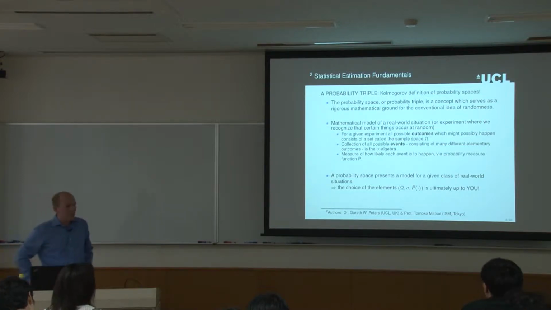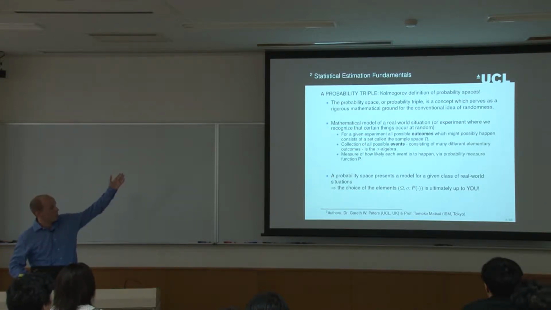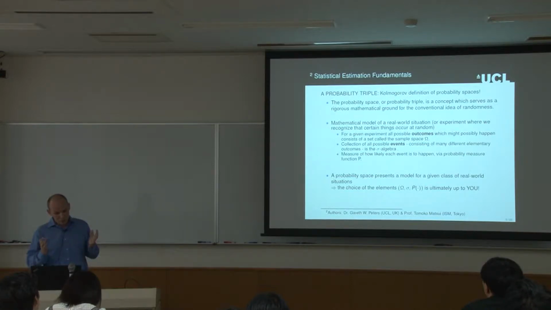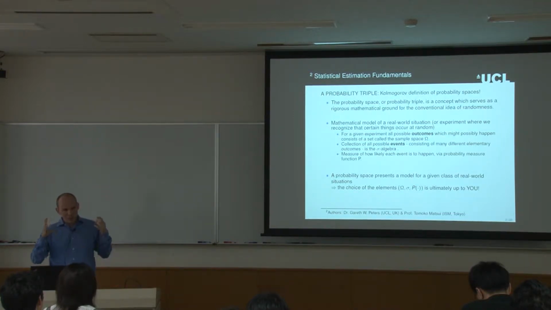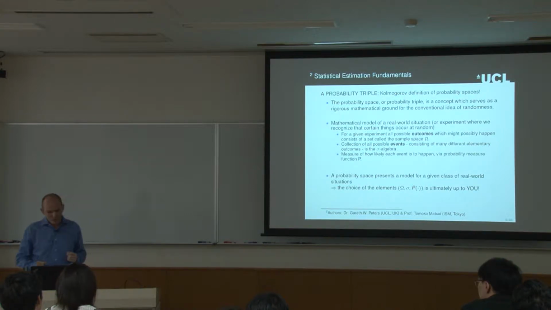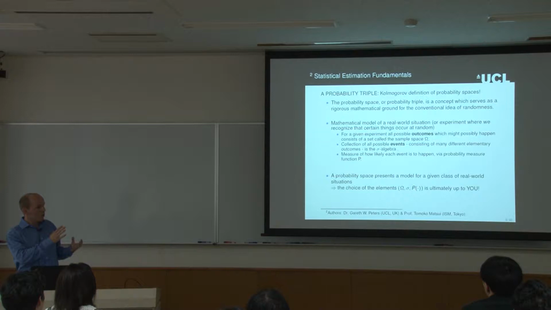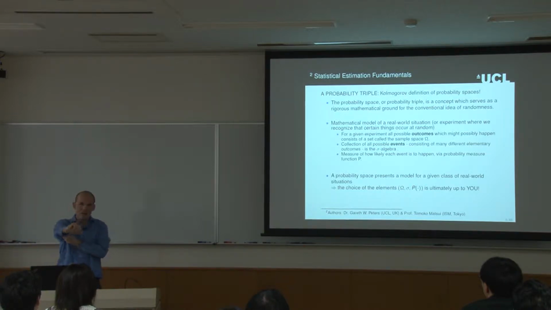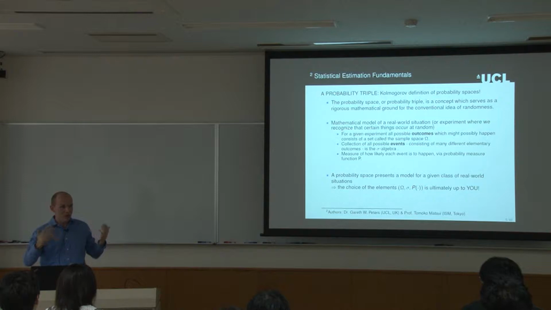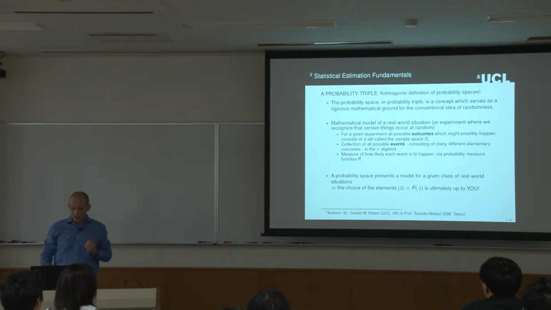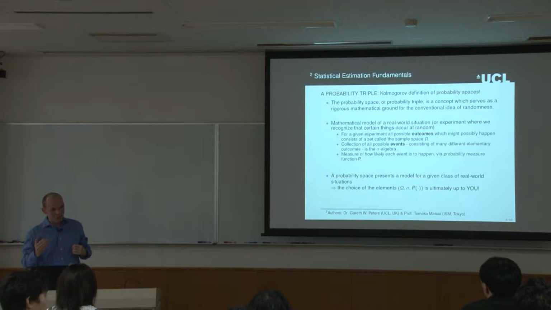So the basic building block, going back 80 years, comes from Kolmogorov, who introduced this concept of a probability triple, where a probability space, or triple, serves as a rigorous mathematical grounding for the conventional idea of randomness. So what does this mean? So we have this triple, and it's a mathematical model of the real-world situation, for example, an experiment that you conduct, where we recognize that the outcomes of the experiment occur at random. So, for a given experiment, all possible outcomes which might happen are called the sample space, omega. So this is the first component of the triple.